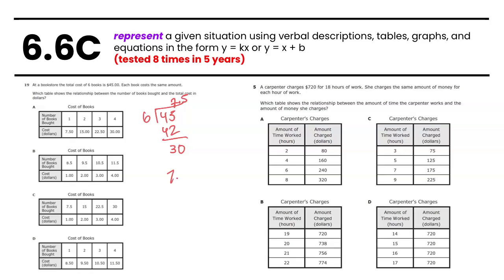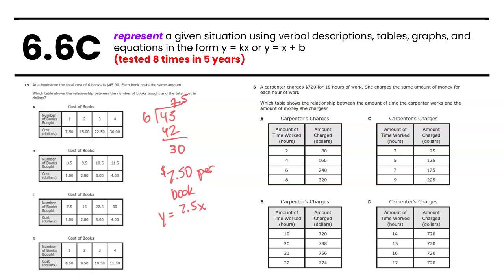So $7.50 is the unit rate. That is the cost for one book. And so we could say $7.50 per book. If we were going to write this as an equation, we would say y is equal to 7.5x, where x is the number of books that are bought and y is the total cost.